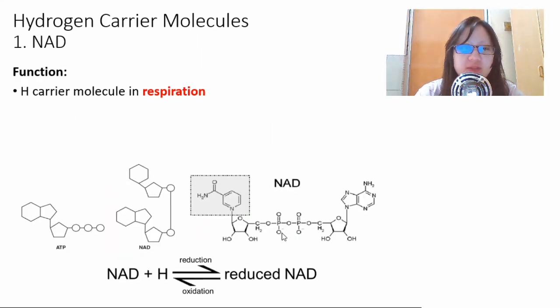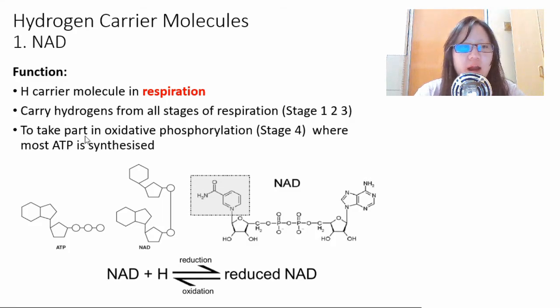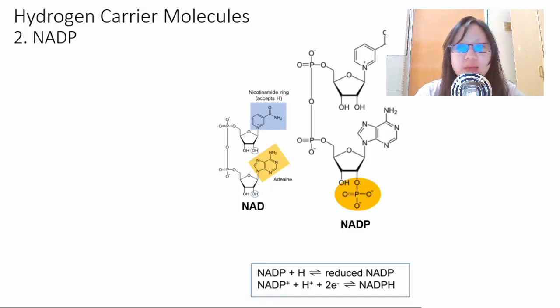Now, what is its function? It is a hydrogen carrier molecule in respiration, and actually a lot of NAD is formed from all stages of respiration. Stage 1 is glycolysis, stage 2 is the link reaction, and stage 3 is the Krebs cycle. After that, it will take part in stage 4, which is oxidative phosphorylation, where most ATP is synthesized. So that is NAD, and we will learn more about it as we go along.